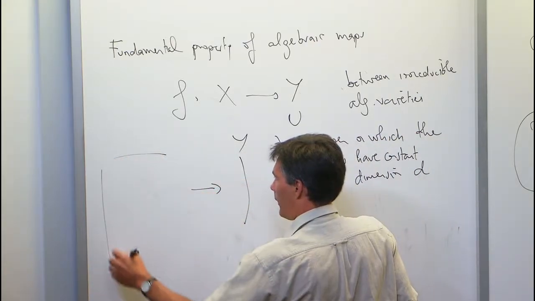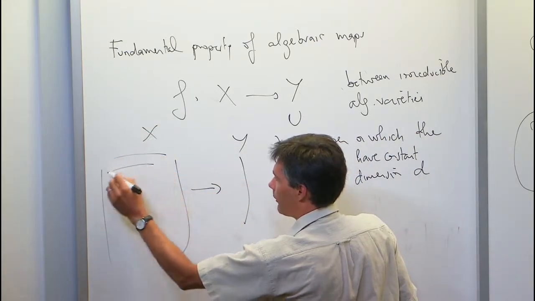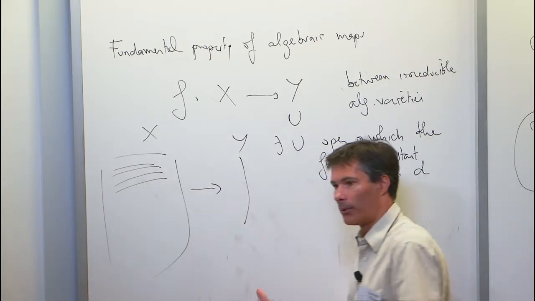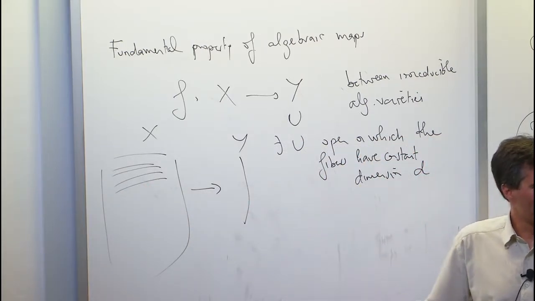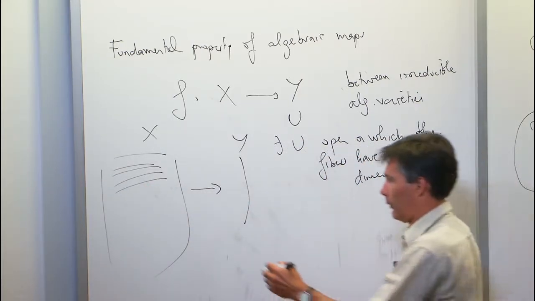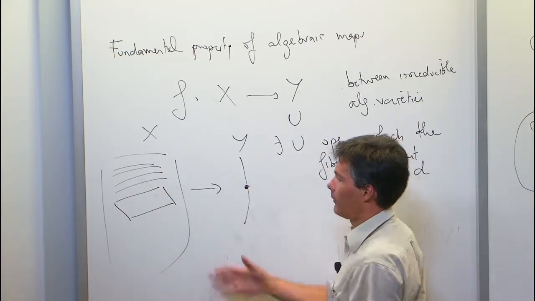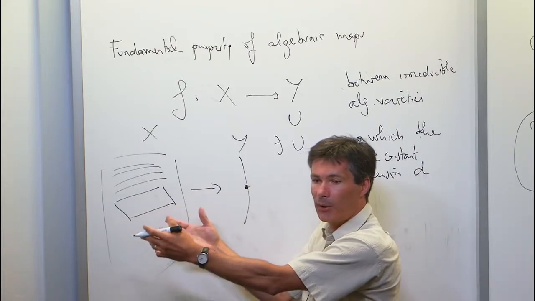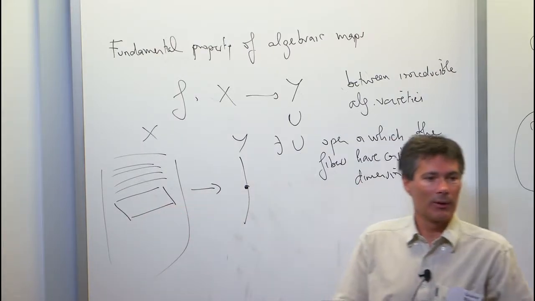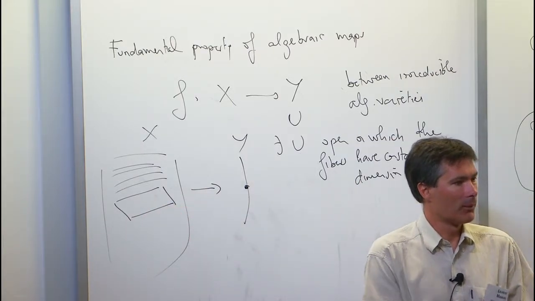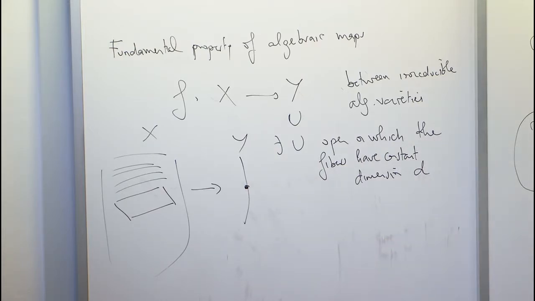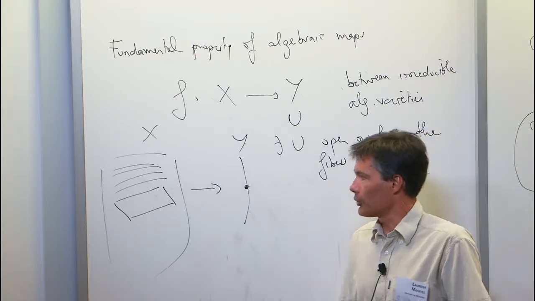Picture will be like that. You have some X. So in X you have some fibers, well, maybe not irreducible, but of the same dimension. And somewhere, on a closed subset of Y, there can be some fibers which are of bigger dimension. And if you go deeper to some smaller closed subsets, you can have even fibers of even larger dimension.